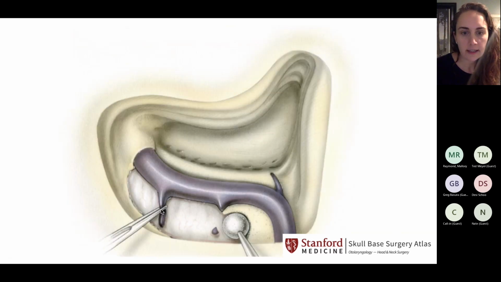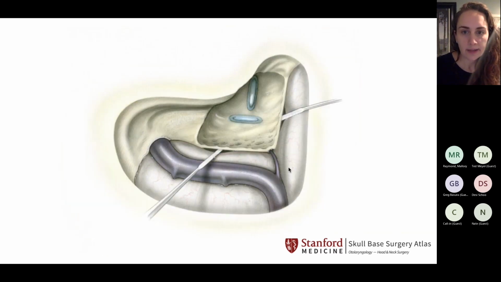We decompress our posterior fossa and ligate any emissary veins that may be coming from the back and causing bleeding. We also decompress the middle fossa here and start to elevate that dura off of the remaining bone in the solid angle.